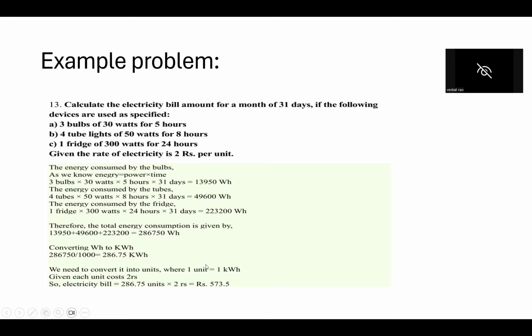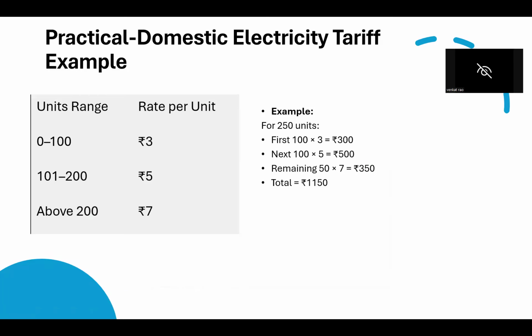But when you see practically, along with this charge, a fixed charge will be added. And also the 2 rupees per unit is not the same for all the electricity departments or all states or all countries. It depends. For example, based on slabs only, we need to multiply that unit cost. So in real time, this will be like this. The practical or real time domestic electricity tariff will be like this.